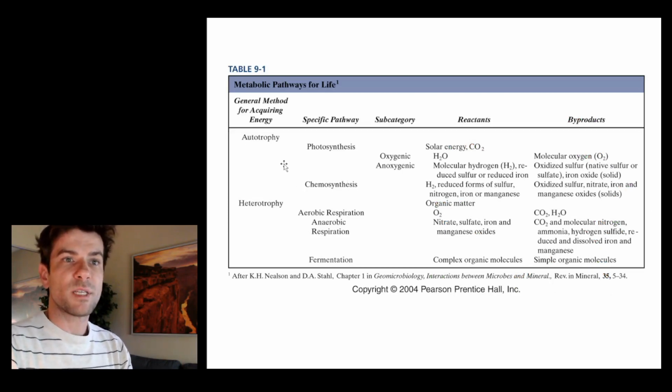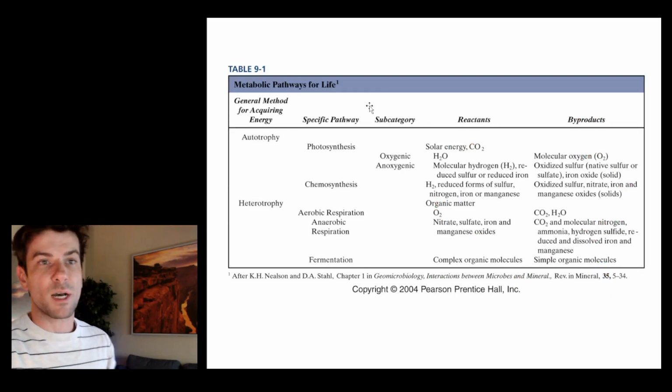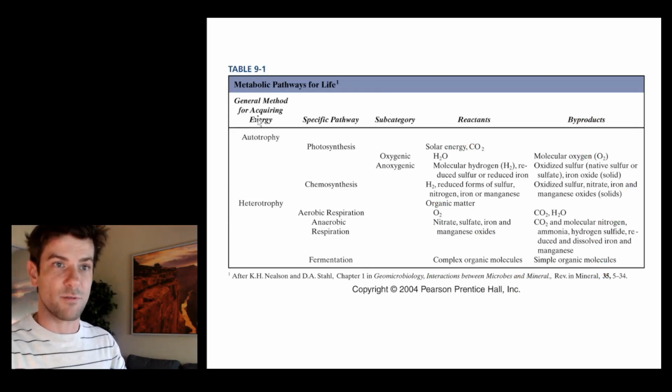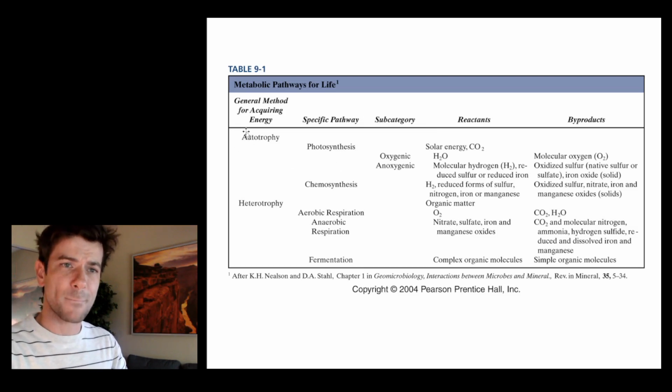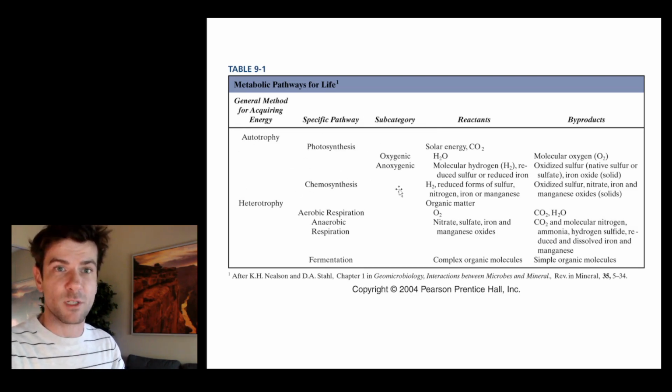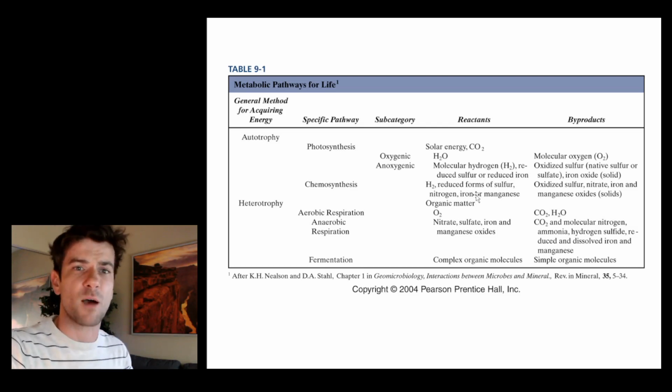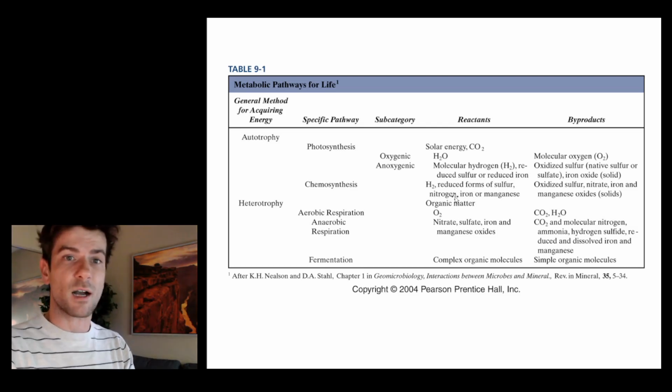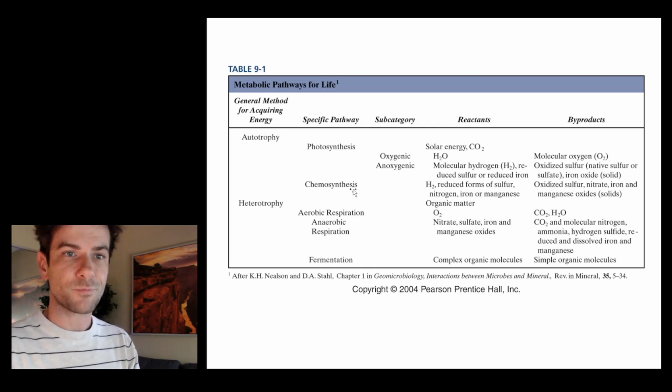So this is a table that basically sums up important metabolic processes. We have autotrophy and heterotrophy. Autotrophy is broken up into photosynthesis and chemosynthesis. Chemosynthesis is using reduced forms of sulfur, hydrogen, which is a reduced compound, reduced nitrogen, other reduced compounds in the environment and oxidizing them to gain energy. Both of those are autotrophic pathways.